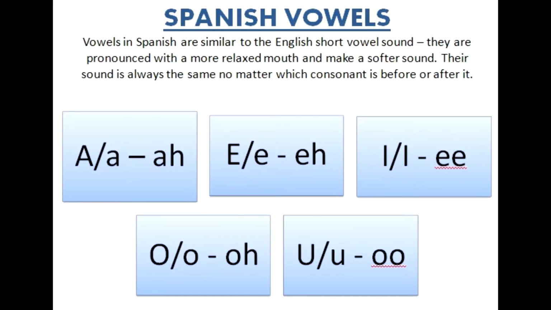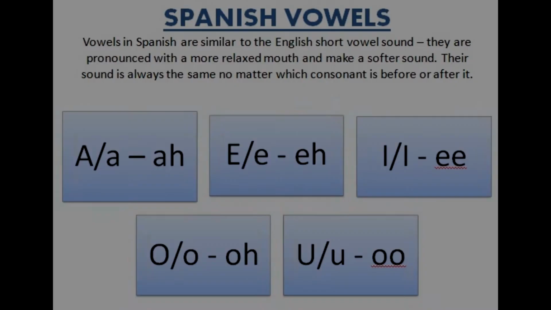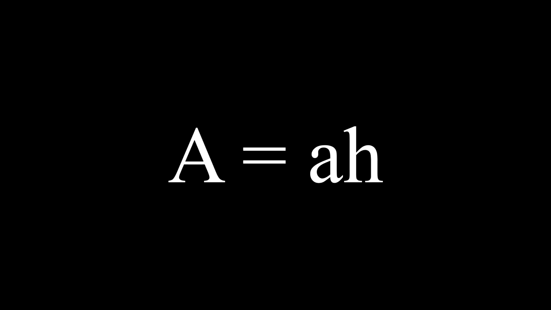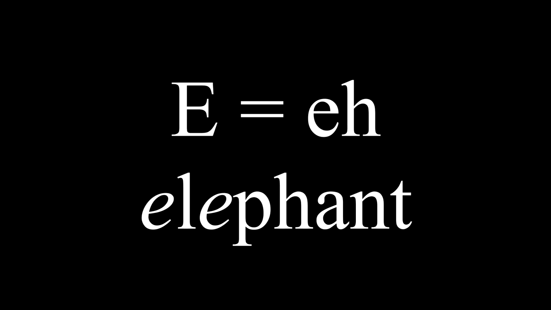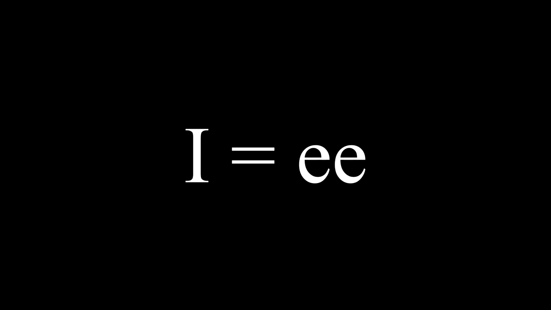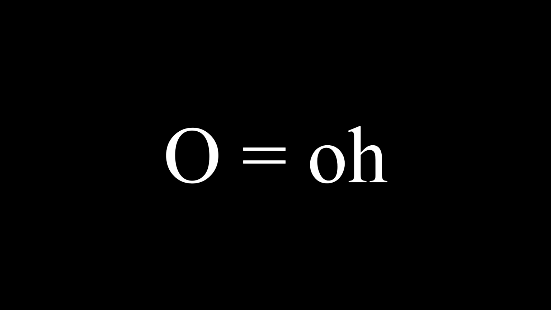Starting with the vowels, if you're familiar with the pronunciation of vowels in Spanish, this will be the same. We have A, which will make the sound A, as in father, E, which will make the sound E, as in elephant, I, which will make the sound E, as in pizza, O, which will make the sound O, as in phone.